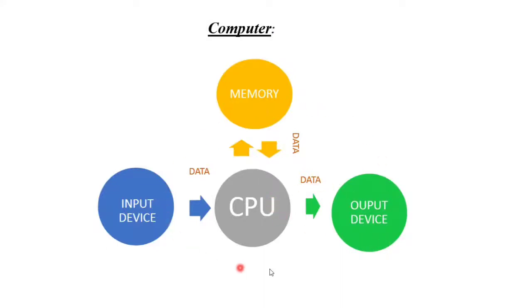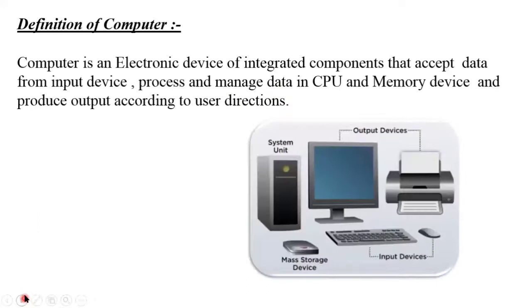So this whole system is known as a computer, right? Now after understanding this process, you can easily define the computer. So let's see the definition of computer. Computer is an electronic device of integrated components that accept data from input devices like keyboard and mouse, process and manage data in the CPU, system unit, and memory device, mass storage device, and produce output according to the user's instruction by the output devices like monitor and printer.